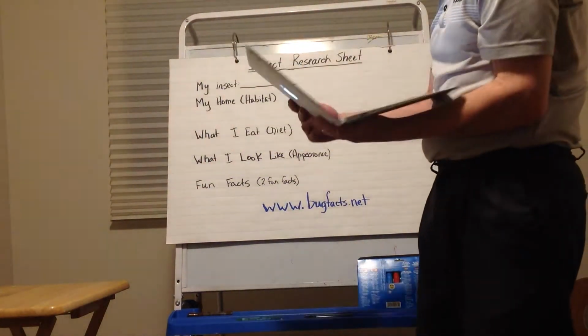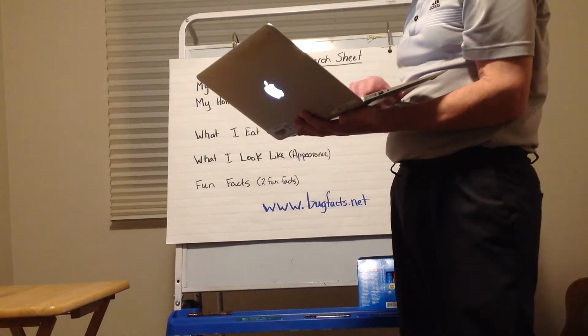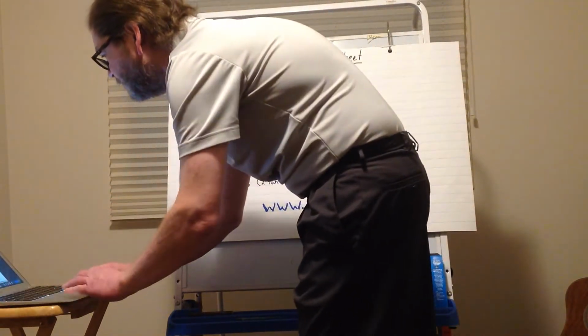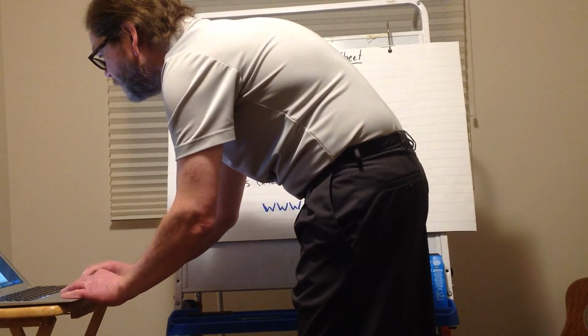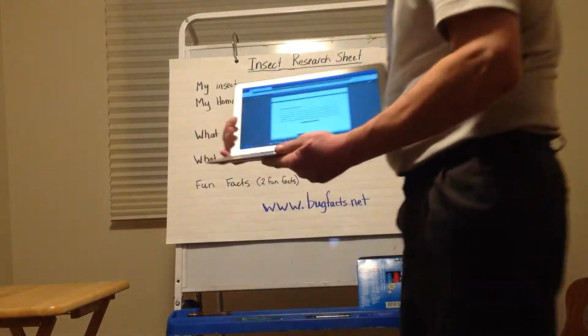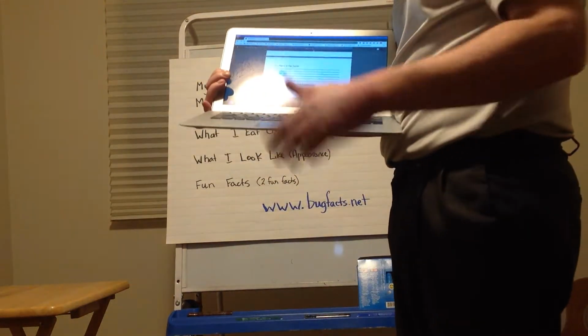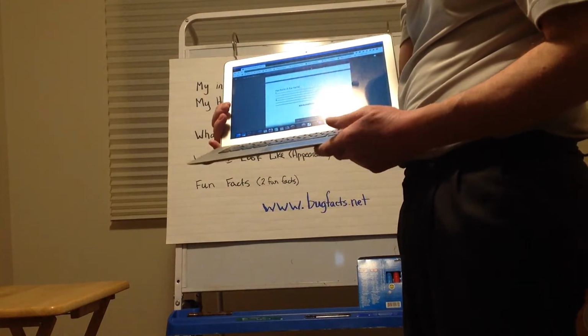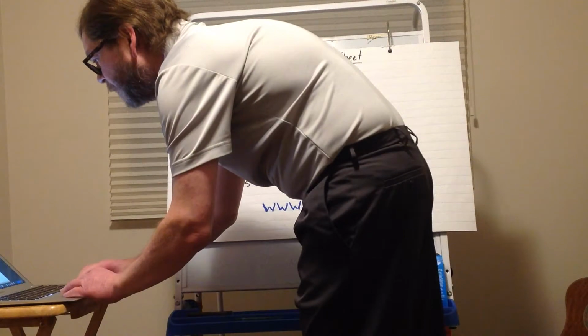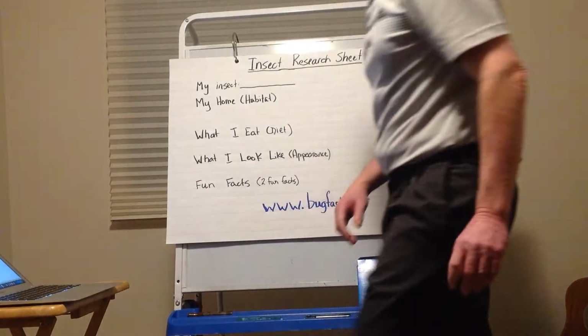What you need to do is scroll down to find this website, www.bugfacts.net. So it's at the very bottom. So I'm going to scroll down, and I'm going to show you where it is. There it is, www.bugfacts.net, right at the bottom. And I'm going to click on that to go to that website. That's the first thing I'm going to do.